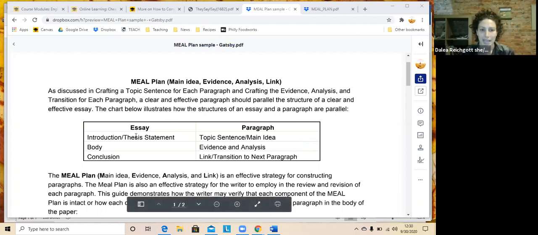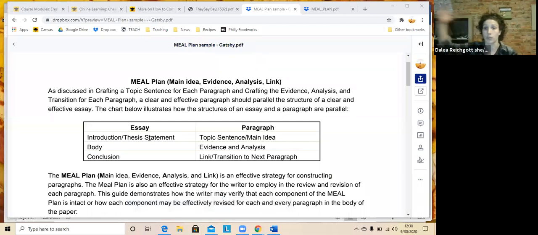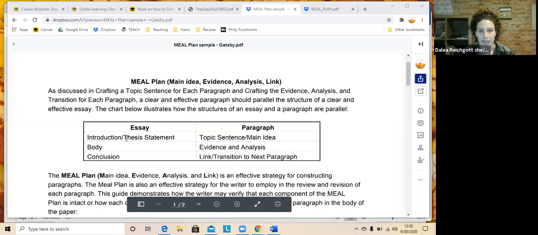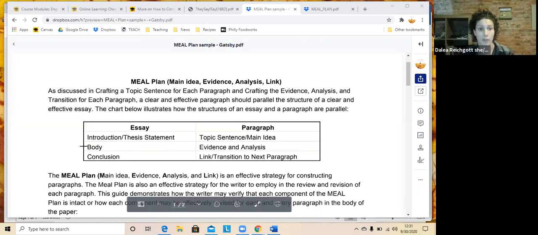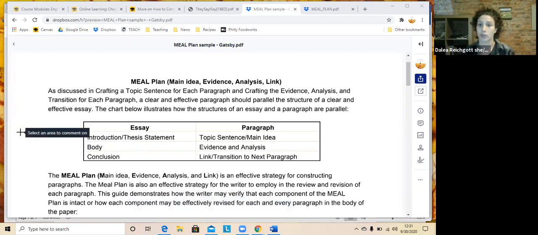So in an essay, we know that it starts with an introduction, which has a thesis statement, which is like the main argument that's going to run throughout the whole essay. So you have that introduction thesis statement that states your purpose for the rest of the paper. Then you have the body, which is your body paragraphs that help to back up and support the argument that you're making. And then you have your conclusion, which is wrapping up the whole argument and bringing all your ideas together. That's what an essay does.